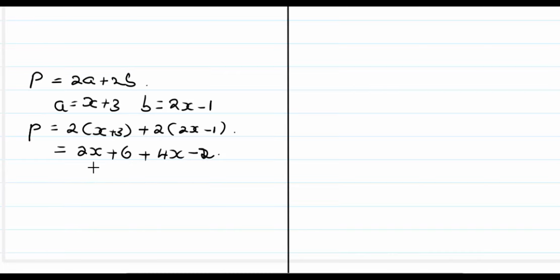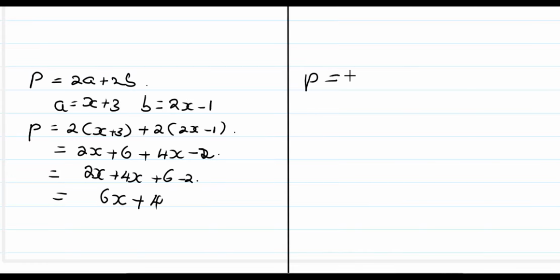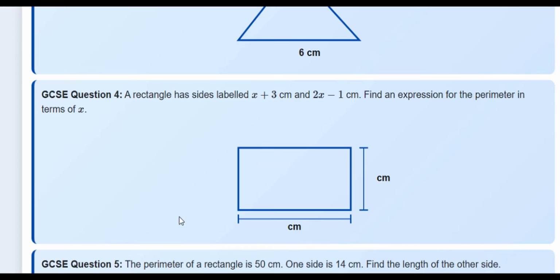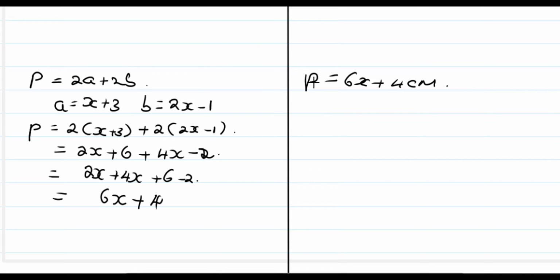From there, we can combine the like terms together. That will be 2x plus 4x, then plus 6 minus 2. So 2x plus 4x is 6x, then 6 minus 2 is 4. And that becomes the expression of the perimeter of that rectangle, because you are told to give the perimeter in terms of x. And we have done that. So 6x plus 4 centimeters.